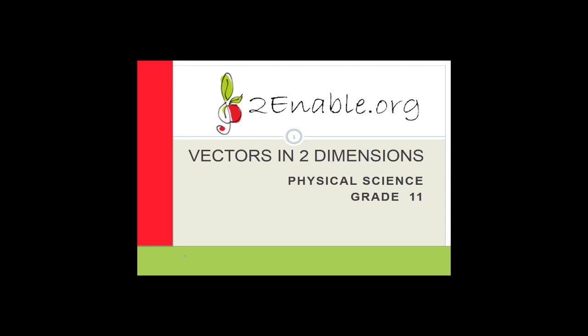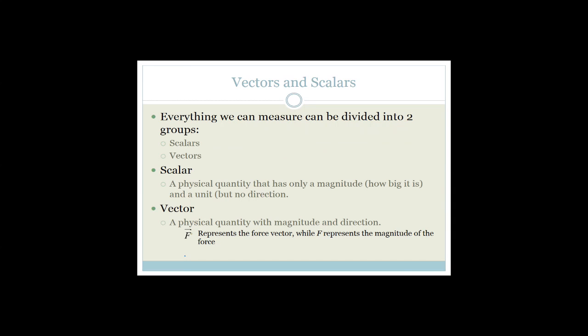Right, let's get started straight away with vectors in two dimensions. So remember that this is revision. So we start off with talking just about what are vectors and scalars. Everything we measure can be divided into two groups, whether they be scalars or vectors.